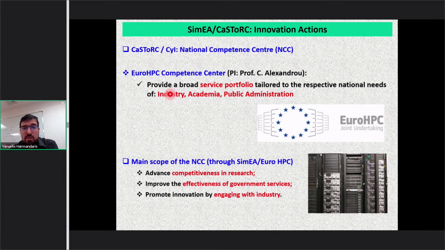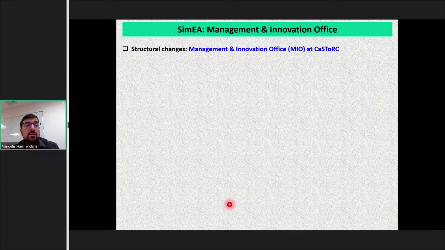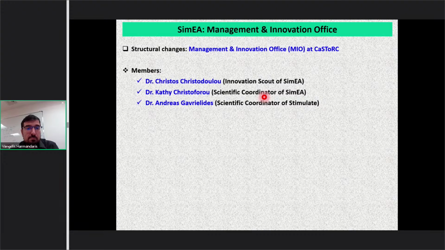And the idea is, together, for these projects to advance and emphasize the national competence center nature of Castor C, to advance the competitiveness in computational research, to improve the effectiveness of public services, and primarily to engage industry, which is the main action. Now all this will be performed under, or at least with the help of, the Management Innovation Office. This is a new office that was established a few weeks ago at Castor C and the Cyprus Institute.